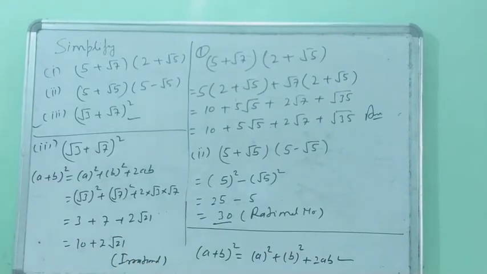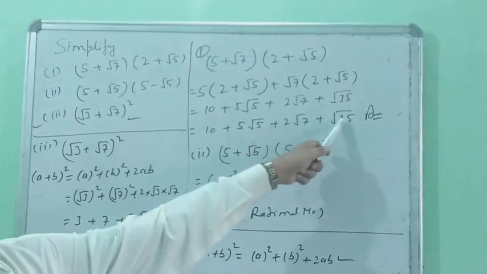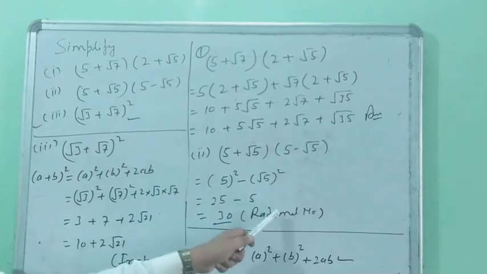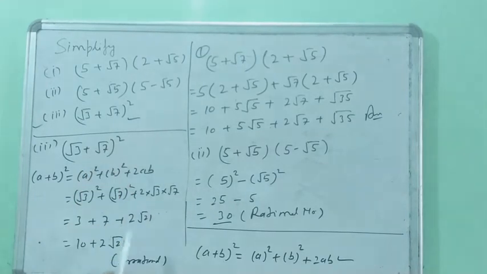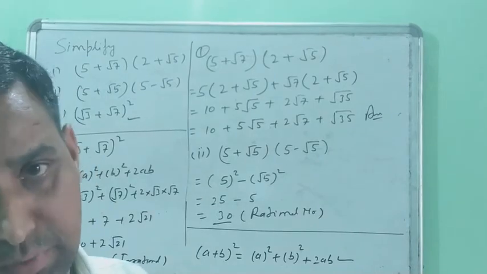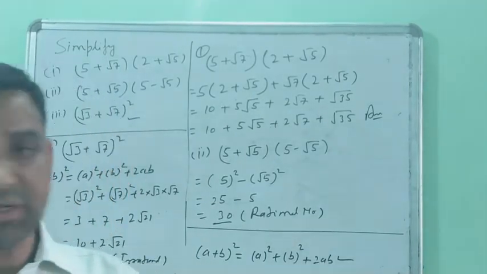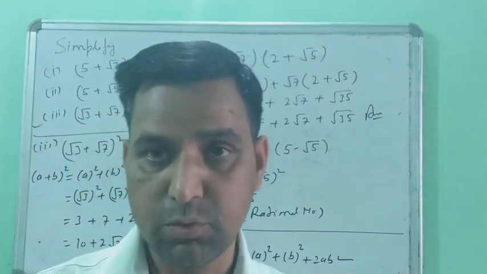Irrational. So now you check these conditions. In the first condition, the numbers are irrational and the result is also irrational. In the second condition, the numbers are irrational but the result is rational. In the third condition also, the numbers are irrational and the result is also irrational. So when you multiply two irrational numbers, sometimes the result comes rational and sometimes irrational. So you understand these things.